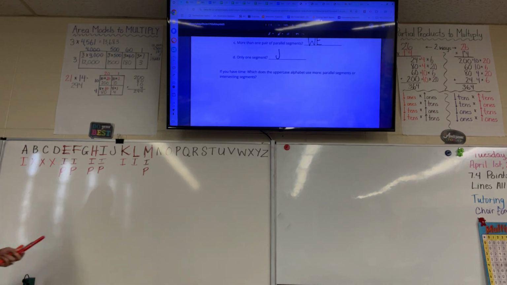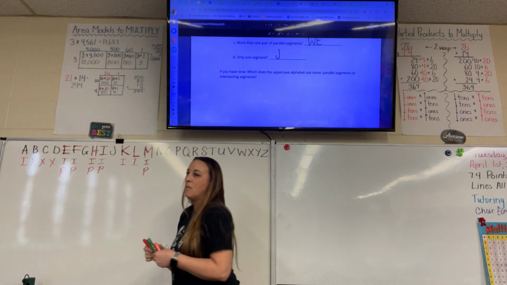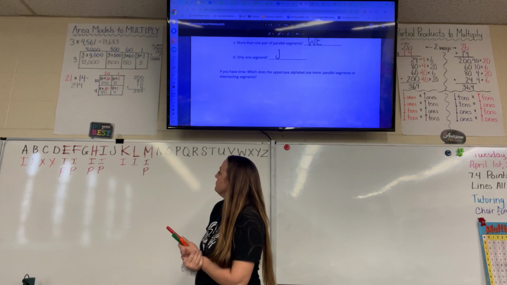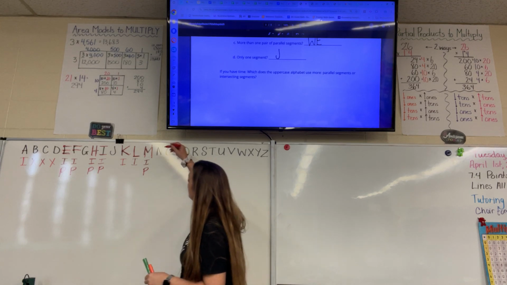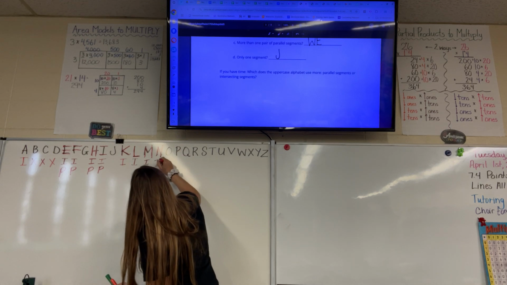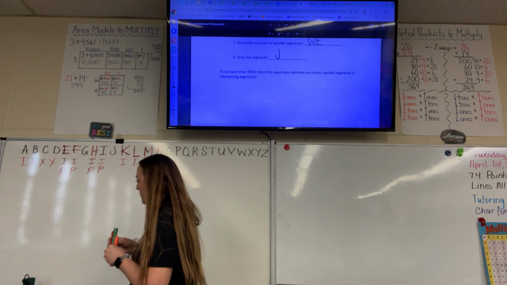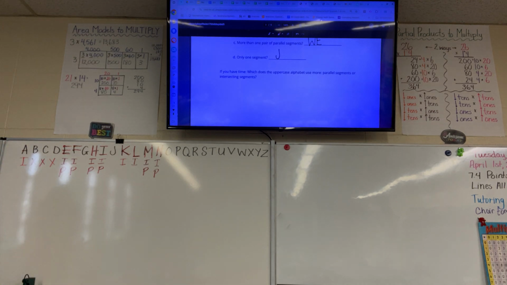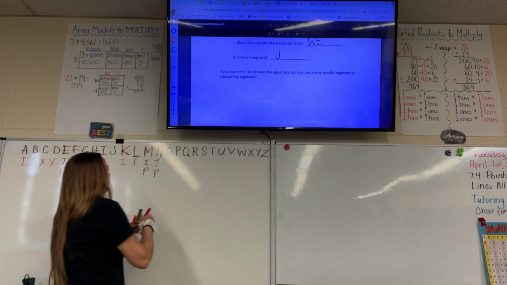Devin, what about N? It is parallel. It does have parallel, but it also has intersecting too, because these two are parallel, but they intersect with this one, right? So it would be both. Do I still get myself a point? Not for that one. Okay. Zerelda, what about T? Intersects. Yep, intersecting.